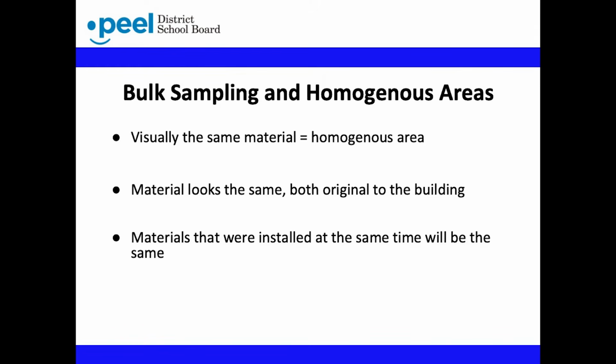The number of samples required when material is homogeneous is specified in the regulation. This means that we would not have sample results for each room if the material is the same throughout the building. The results of the samples apply to all rooms with the same material.